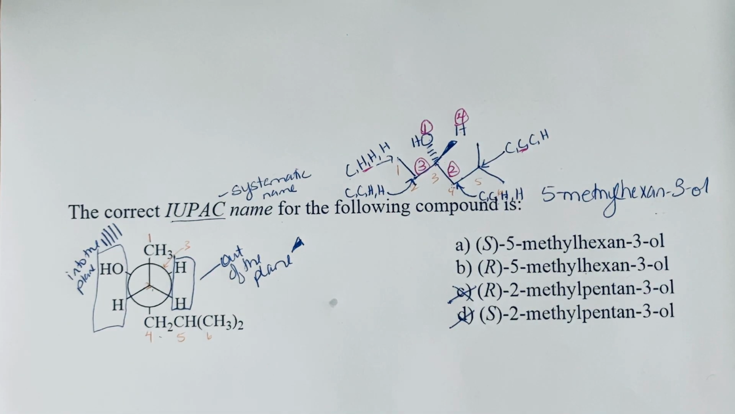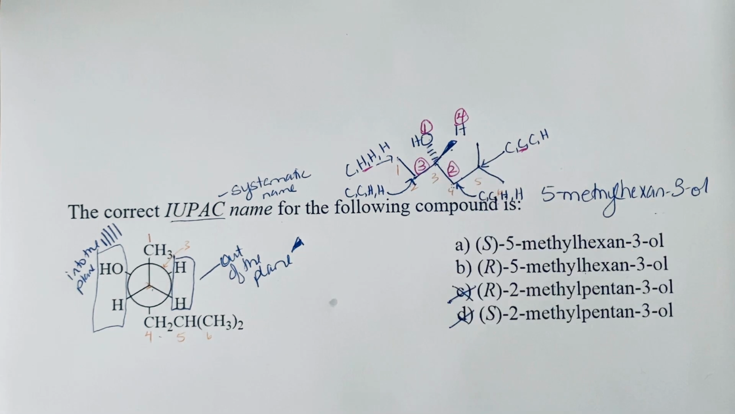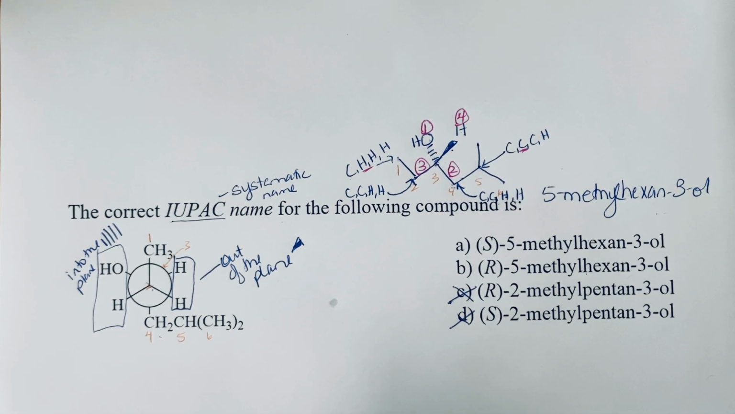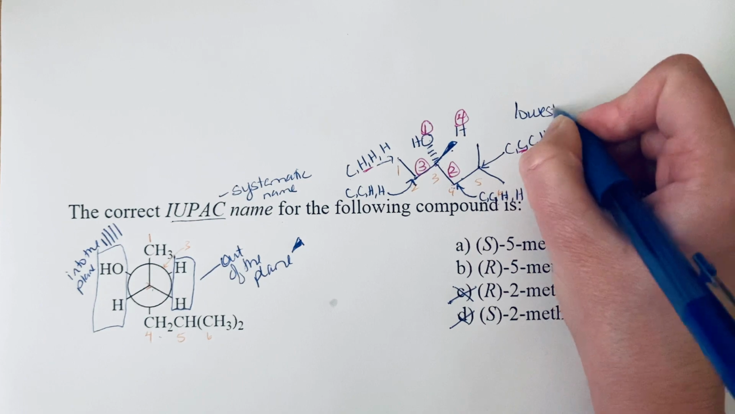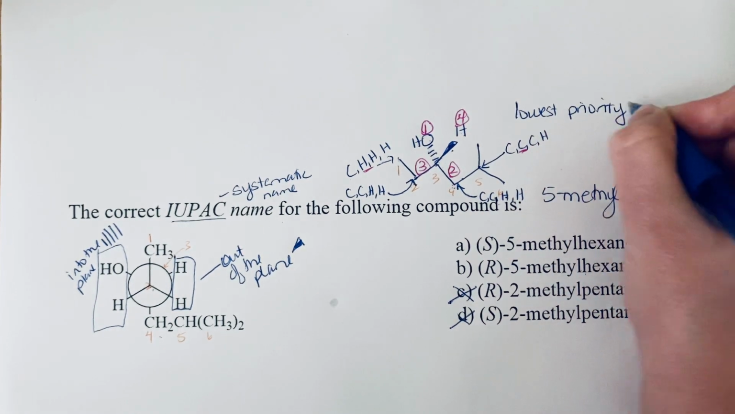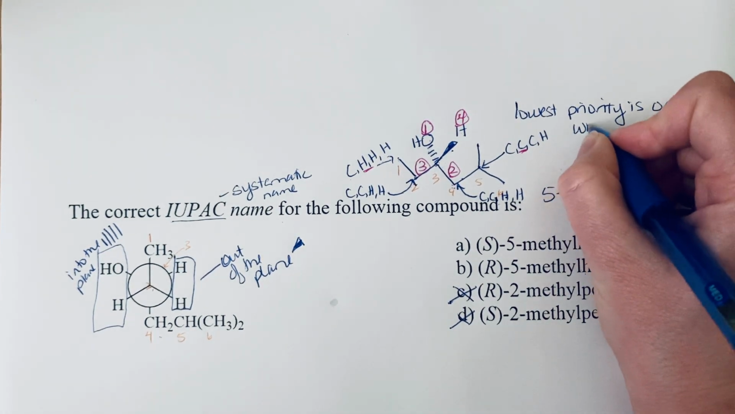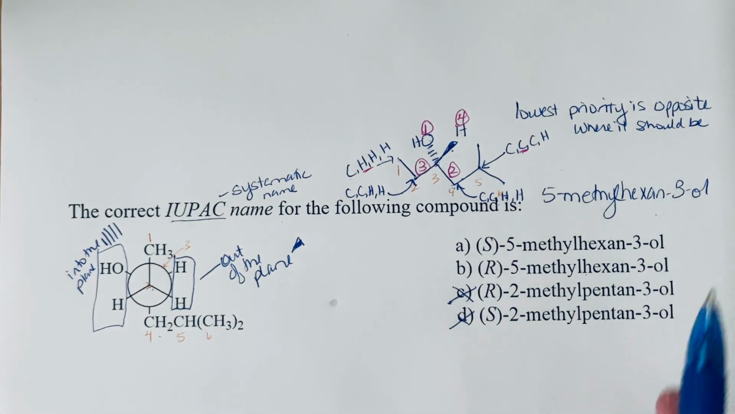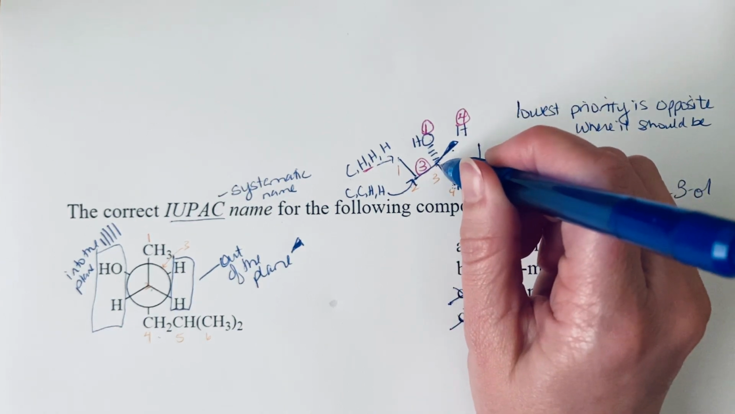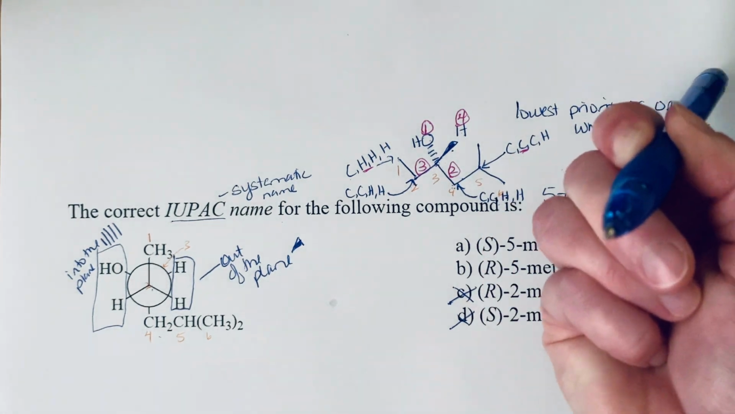Okay. So there's one more thing that we want to recognize here, and that is that ideally our lowest priority group would be facing away from us. It would be on that dash line. If you wanted to do some tricks to redraw it, you could. What I would do is I would recognize that the lowest priority is opposite where we want it to be, exactly opposite. So that tells me that if I'm looking at this molecule from this angle, the direction that I see is going to be opposite of what I would see if I could put myself behind the molecule and look at it from the other way.